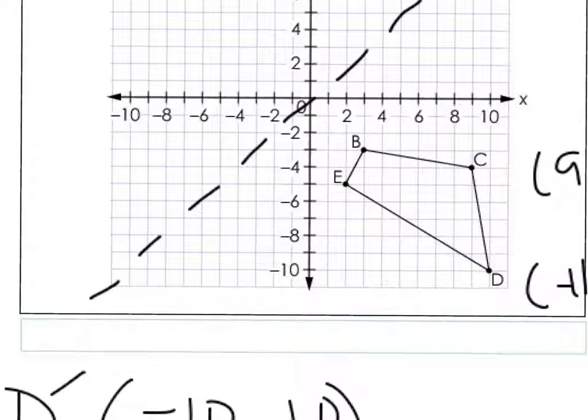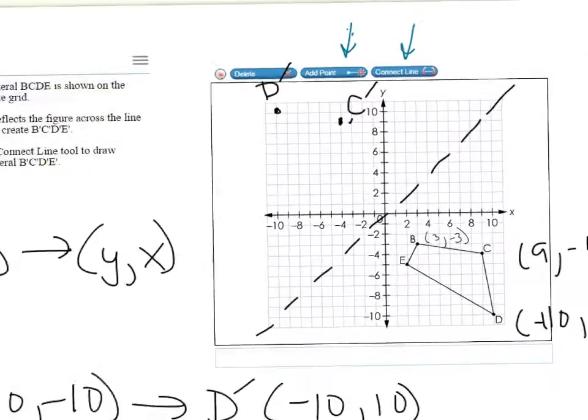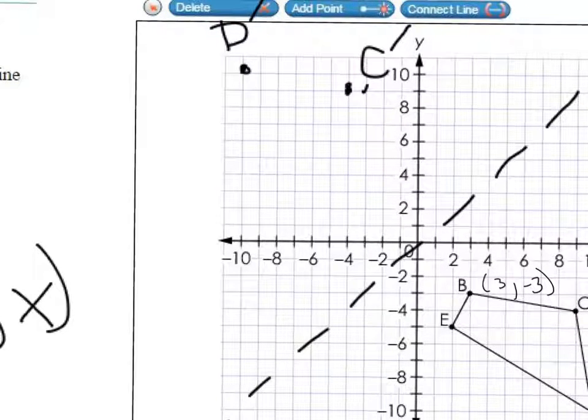So B looks to be (3, -3). Then when reflecting it over the line y = x, it would be (-3, 3), just switching the two. So if I go to (-3, 3), that would be this point here. So there would be my B prime.